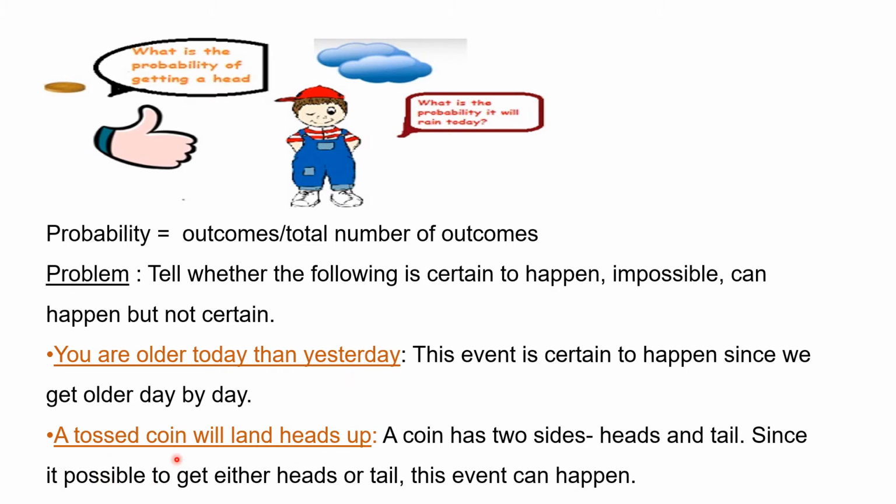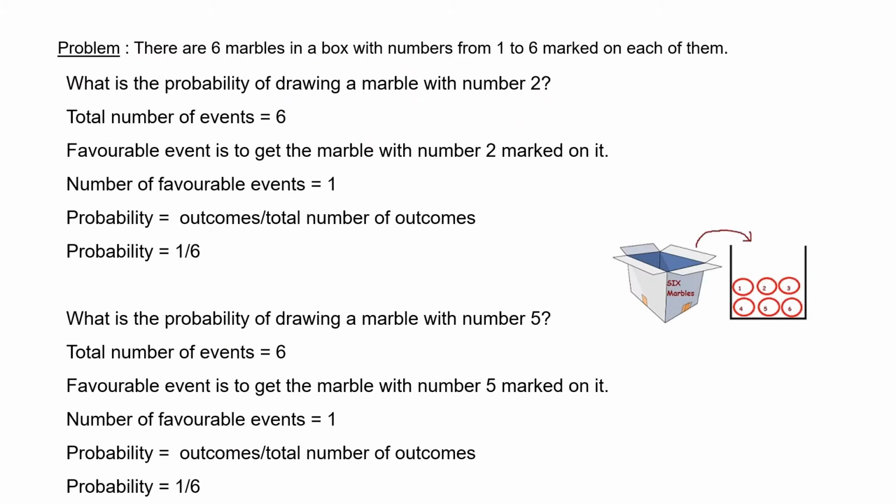Next, a tossed coin will land heads up. As I said earlier, a coin has two sides, heads and tail. So, it is possible to get either head or tail. That's why this event can happen. We cannot say it is impossible, nor can we say it is certain to happen. But it can happen. Chances are there to get heads up. Right?